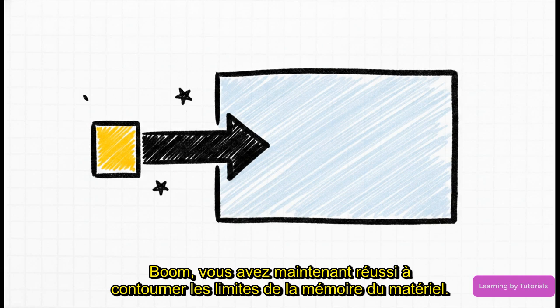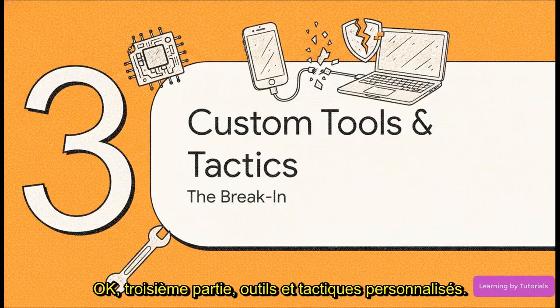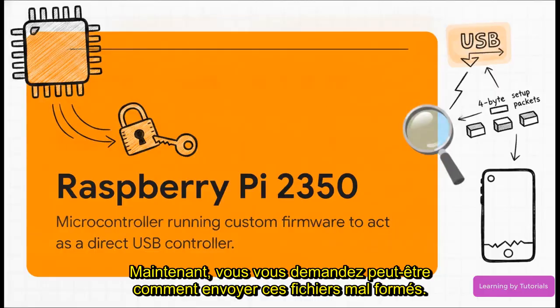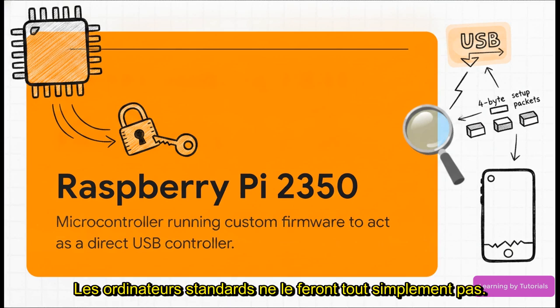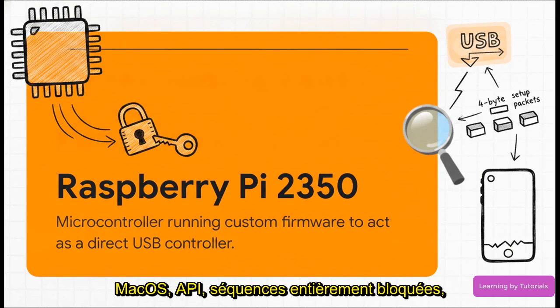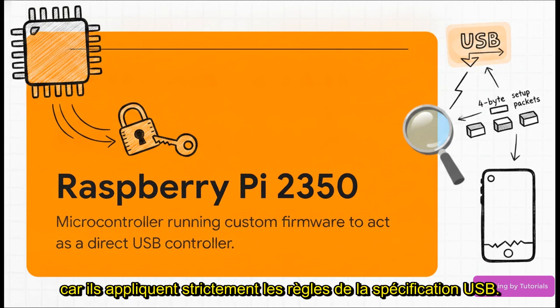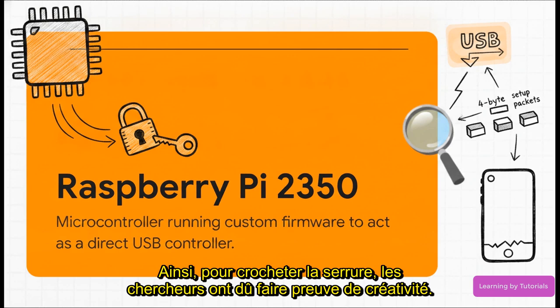Boom. You have now successfully bypassed the hardware's memory boundaries. Okay, part 3, custom tools and tactics, the break-in. Now, you might be wondering, how do you actually send these malformed, undersized packets in the real world? Standard computers just won't do it. macOS APIs block broken sequences entirely because they strictly enforce the rules of the USB specification. So, to pick the lock, researchers had to get creative.